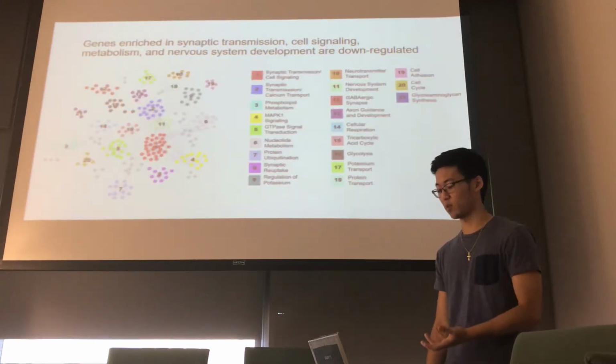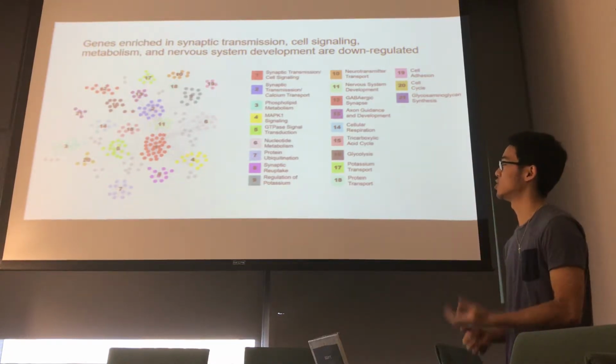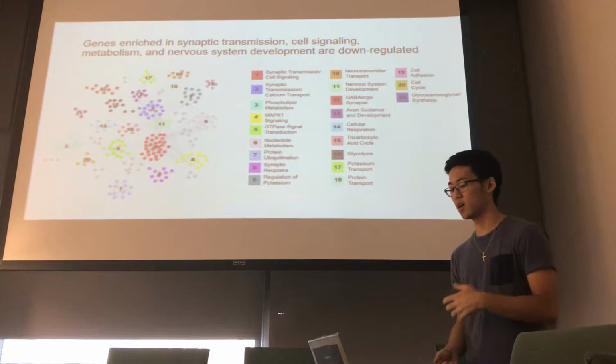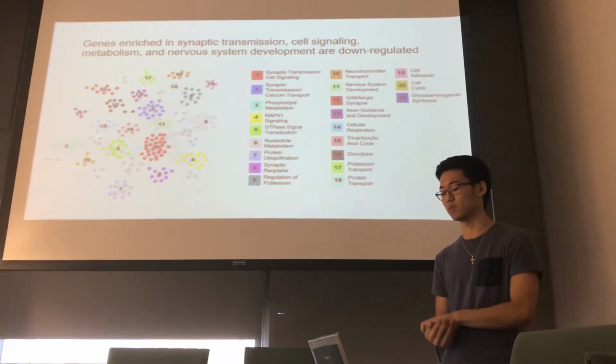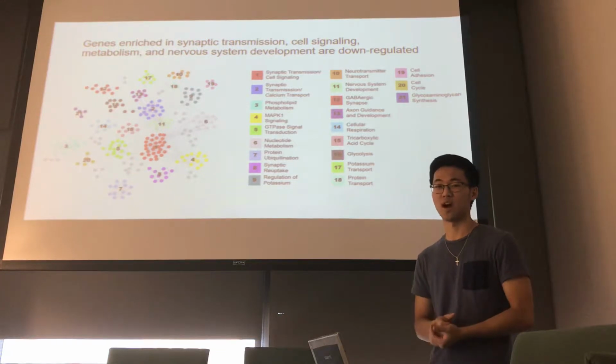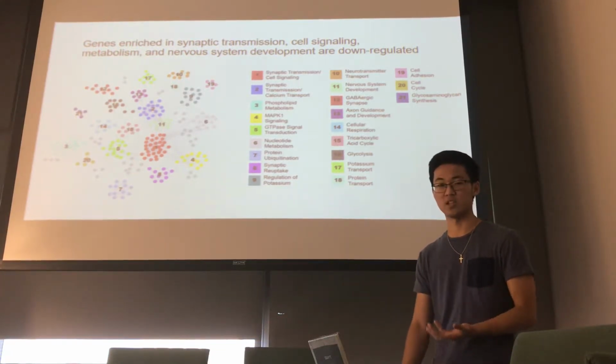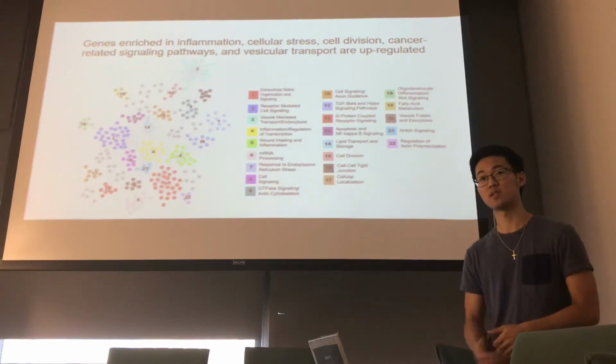And if we examine the protein-protein interaction map of the downregulated genes, we can see that these genes are associated with synaptic transmission, cell signaling, metabolism, and nervous system development, which is something that we expect out of Huntington's disease. And if you compare this to the upregulated genes... Why do we expect that?